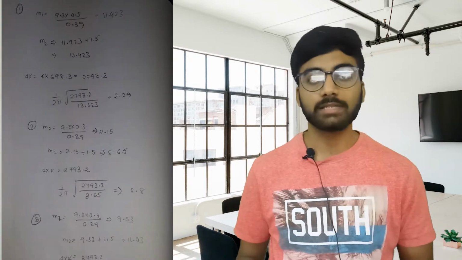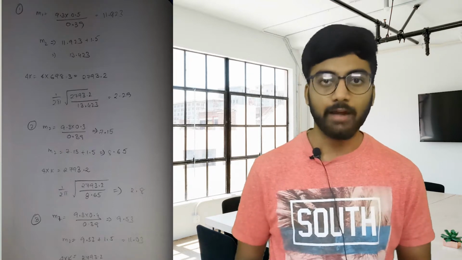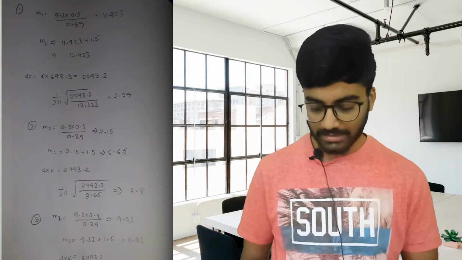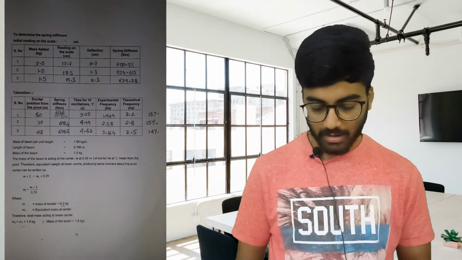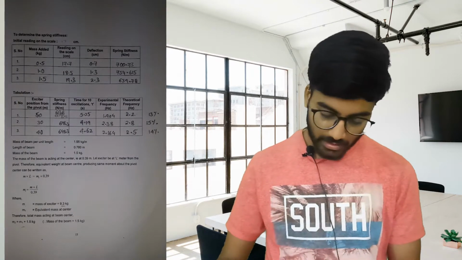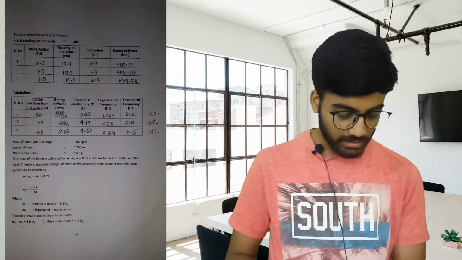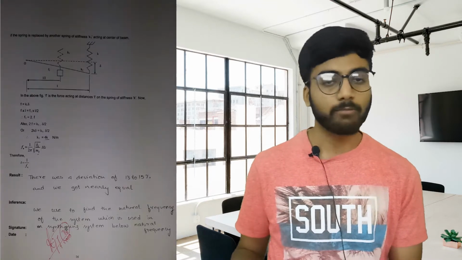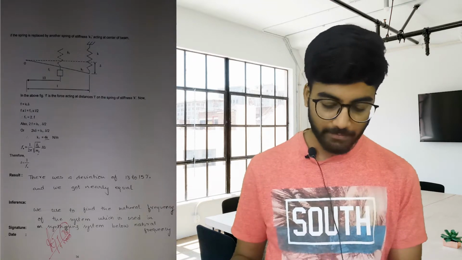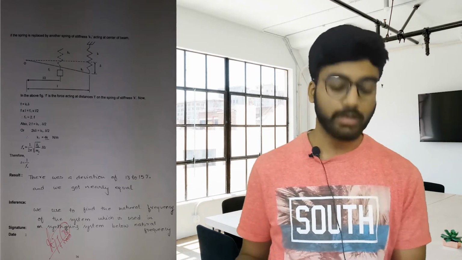In our second table, we have to put the exciter away from the pivot position and calculate that distance, and then take the time for 10 oscillations. By this we can use the formula for experimental frequency, which is 10 by t, where t is the time in seconds we get from 10 oscillations. Similarly, we can use the formula for theoretical frequency, which is 1 by 2 pi times the square root of k by m.